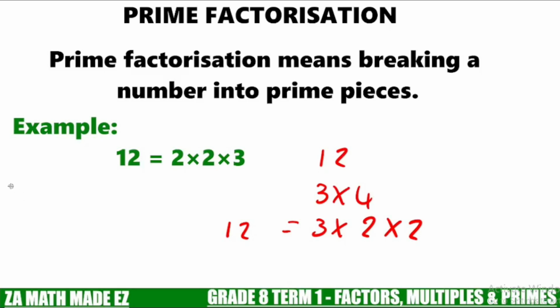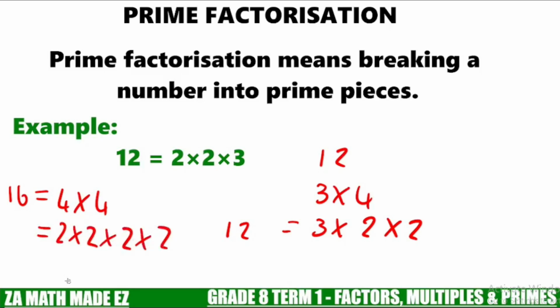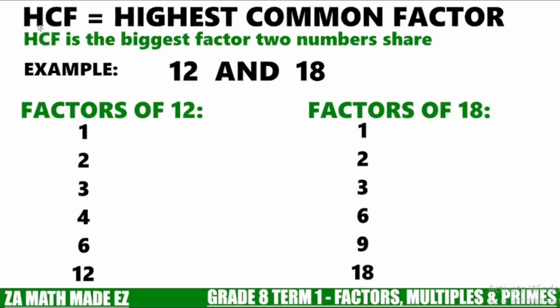Let's do another example. 16 is equal to 4 times 4. But 4 and 4 are also not prime numbers. So therefore it is 2 times 2 times 2 times 2. And that would be the prime factorization of 16.